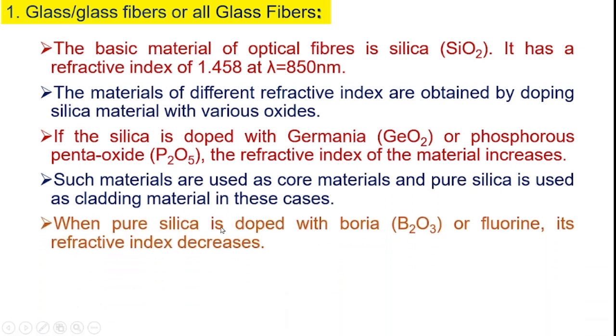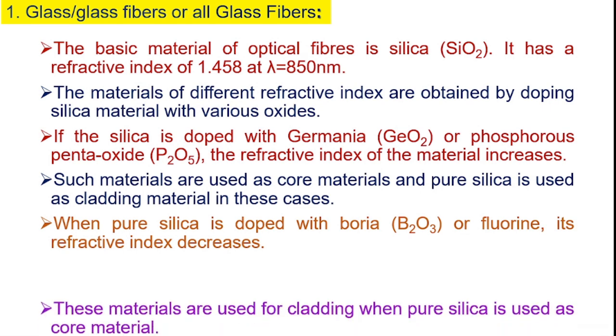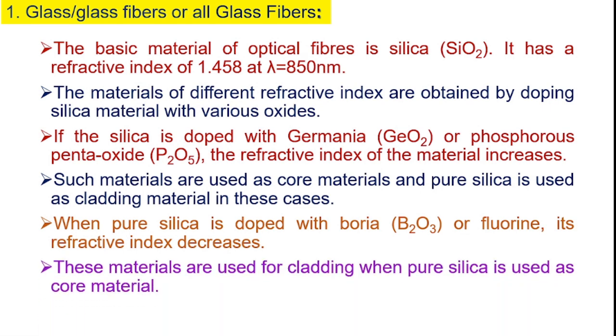But when pure silica is doped with boron oxide and fluorine, its refractive index decreases. और प्योर सिलिका को यदि हम बोरिया के साथ डोपिंग करें या फ्लोरीन के साथ तो जो मटेरियल प्राप्त होती है उसकी रिफ्लेक्टिव इंडेक्स डिक्रीज हो जाती है और इस प्रकार जो प्राप्त मटेरियल है उसको हम क्लेडिंग मटेरियल के रूप में यूज करते हैं और जो प्योर सिलिका है उसे हम कोर मटेरियल के रूप में यूज करते हैं.